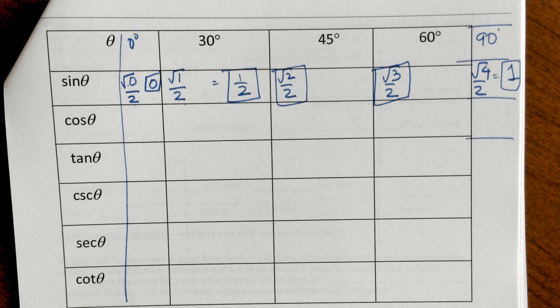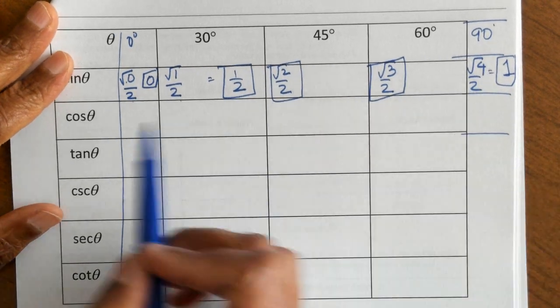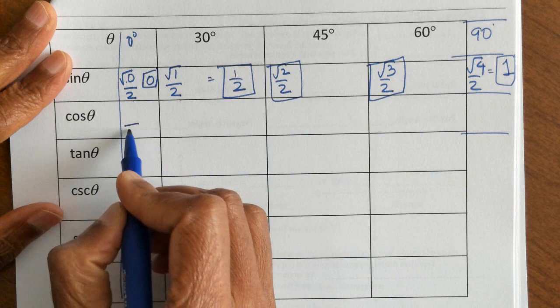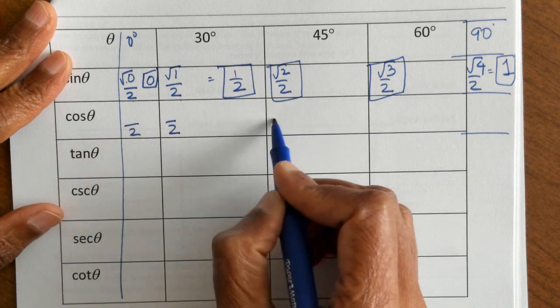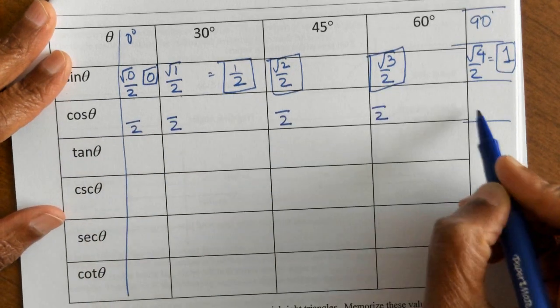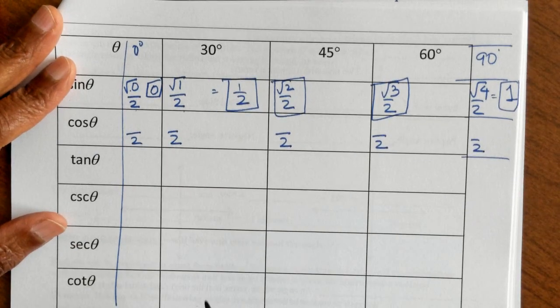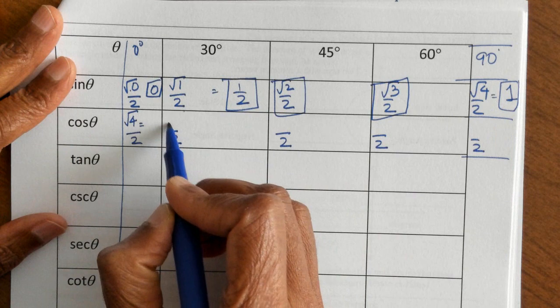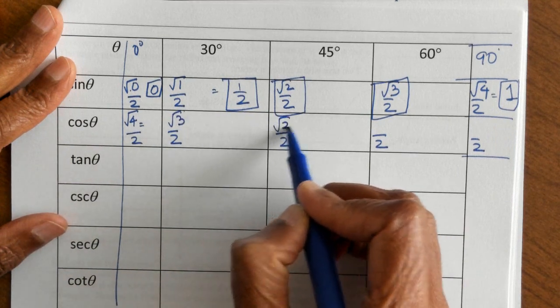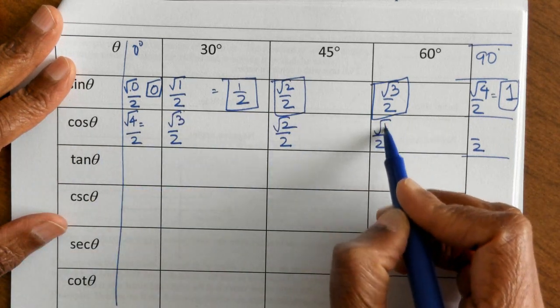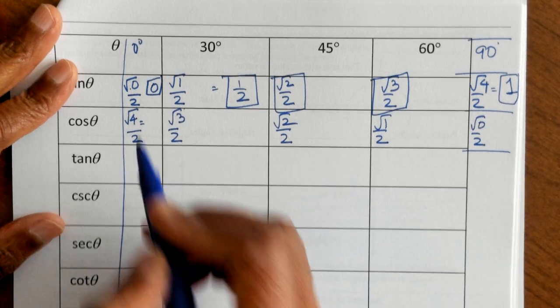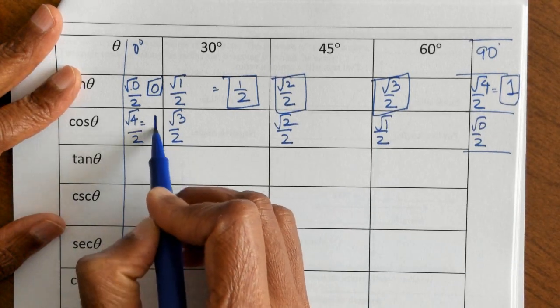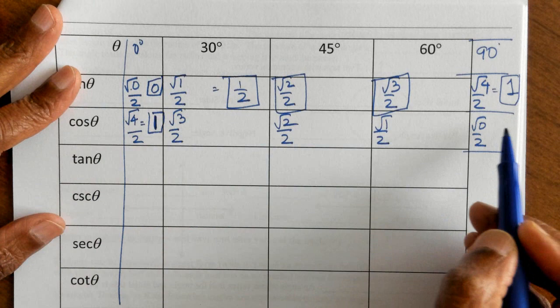Okay, now let's look at cosine theta. Cosine theta will follow the same rule except in the backward position. When I say backward, you start with square root of 4 over 2 here. So everything is still over 2. And then my numerators are going to be square root of 4, square root of 3, square root of 2. So you're going in decreasing order. Square root of 1, square root of 0. And square root of 4 over 2 is 1. So you'll see that it is moving from 1 to 0.